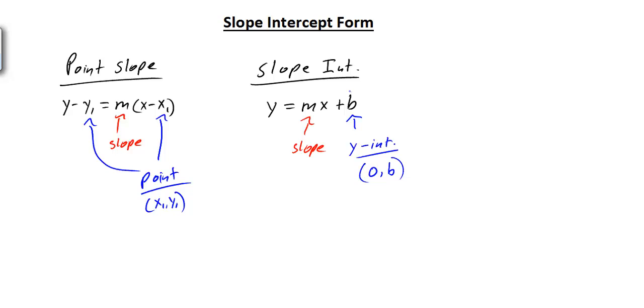And you can actually choose either one of these to use. In most cases, a lot of students like to use the slope-intercept form only. Other students like to use the point-slope form in other situations. So let's look at a couple examples, and you can kind of decide which form that you prefer to use.